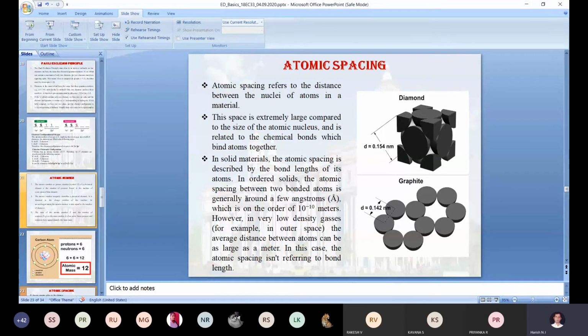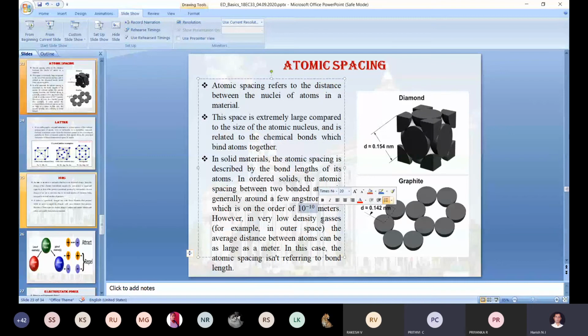What does your third point say? The atomic spacing for solid material is normally in terms of angstrom. What is the value of angstrom? It is in the order of 10 power minus 10 meter. Okay. For low density gases, this distance is in terms of meters.